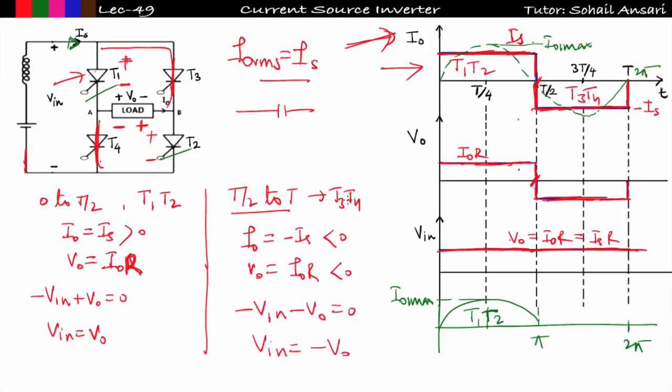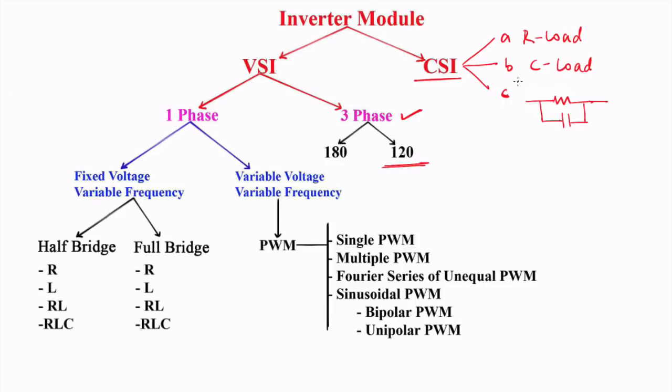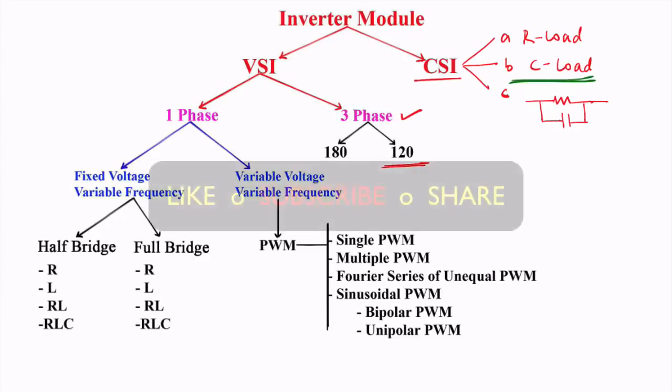So that's all about this lecture. In the next lecture we will take the capacitive load and we will see the behavior of output voltage as well as the change in Fourier series expression, and whether force commutation or load commutation is required or not. These all things we will see in the coming lecture by taking purely capacitive load.